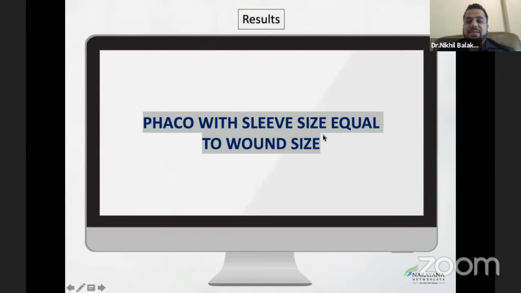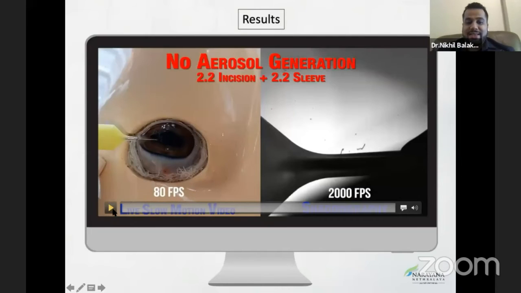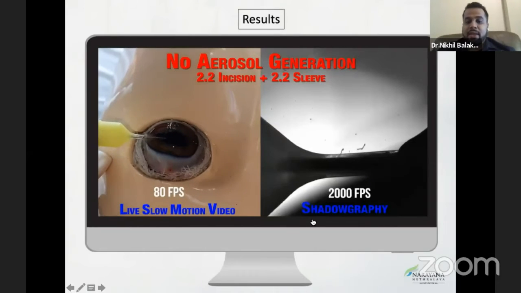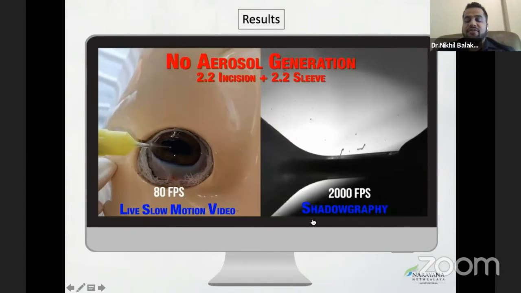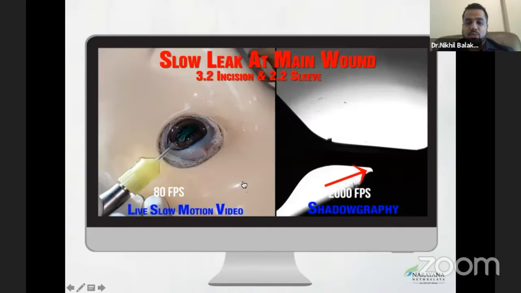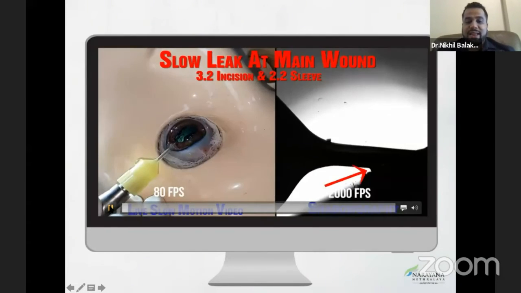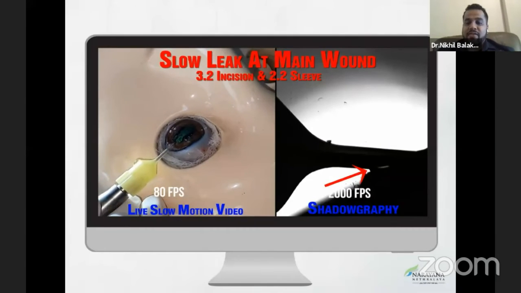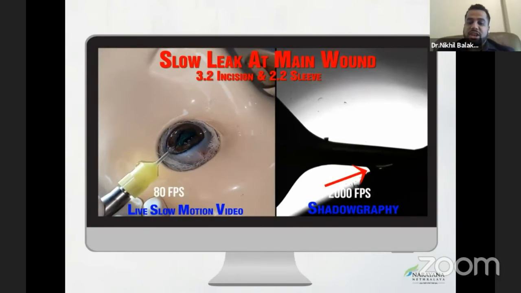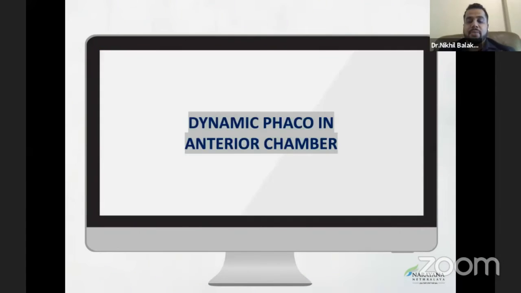When the phaco was performed with a sleeve size equal to the wound size, here on the left we see a slow motion video and on the right, a shadowgraphy. Here we see that even at 2000 frames per second, there are absolutely no aerosols being generated whatsoever. When the phaco was performed with a sleeve size lesser than the wound size, we observed a gentle trickle from the main wound, but there was no aerosolization at all. You could observe the gentle trickle on the shadowgraphy.